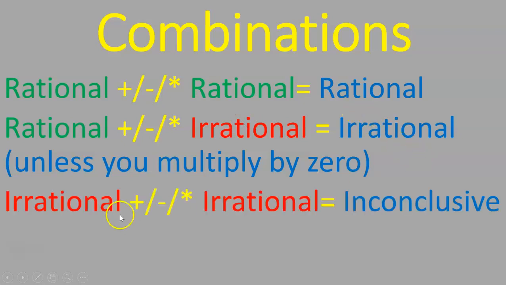Now, if you combine two irrationals, it's inconclusive. It's usually irrational, but there are examples where we can rig it to be rational. For that reason, we want to stay away from combining two irrationals. There's just lots of little exceptions there that can be deceiving, so be careful with those.